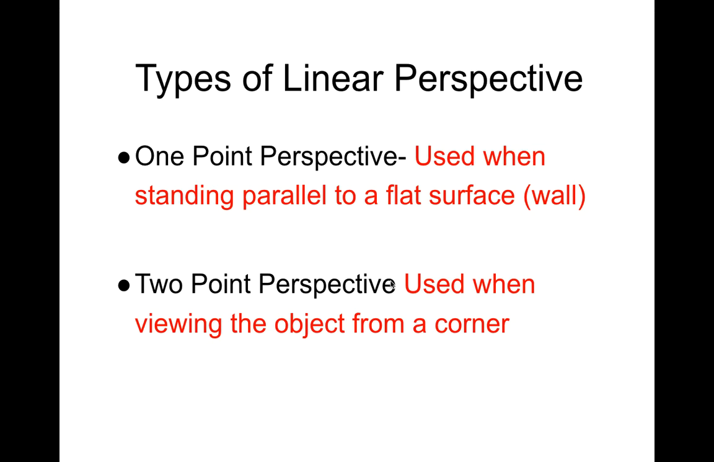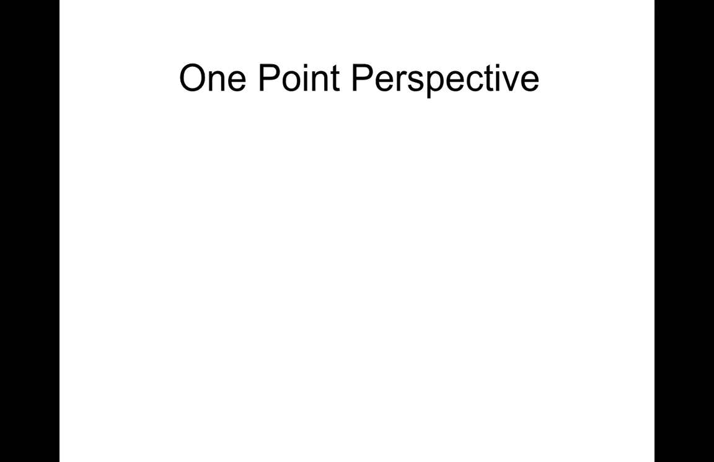Okay, so when do we use these types of perspective? 1 point is used when you're facing a flat surface, like say you're just facing a wall directly. 2 point perspective is used when you're viewing an object from a corner. So the corner is the first thing that you see, and this is going to become really important.